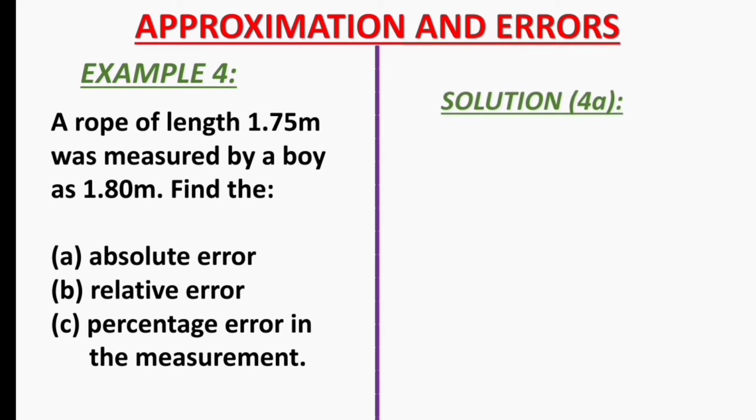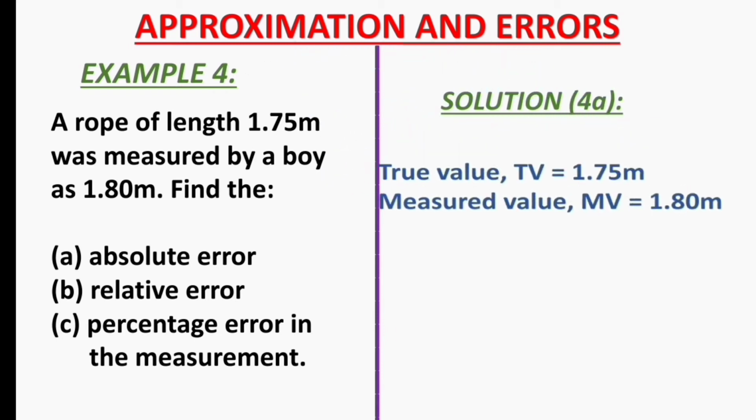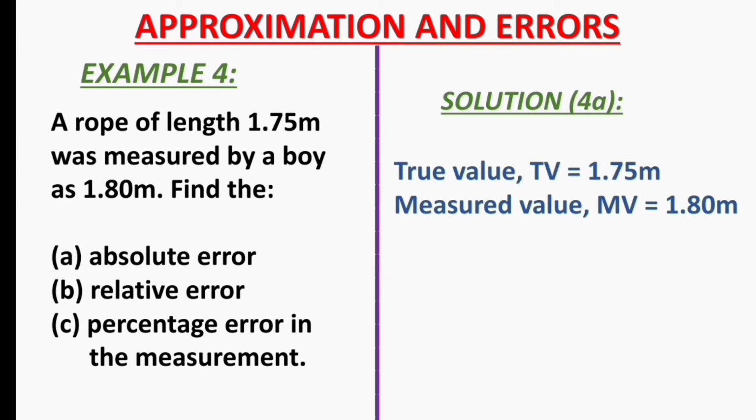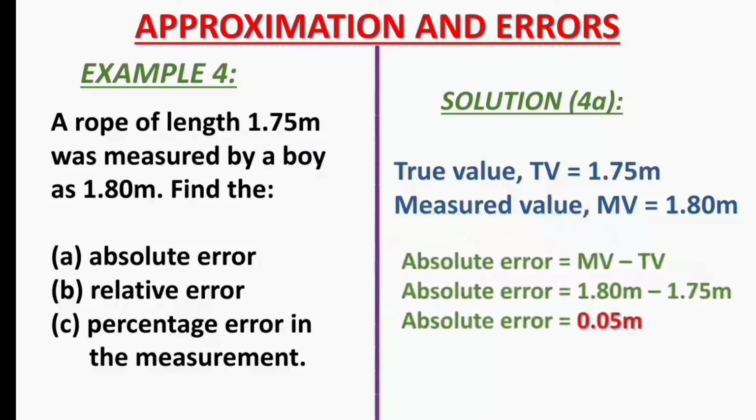For the solution to question 4a, in question 4, the true value is 1.75 meters. That's the actual value of the rope, while the measured value is 1.80 meters. Now, talking about the absolute error, the formula is measured value minus the true value. Subtracting your values, the absolute error in question 4 is 0.05 meters.